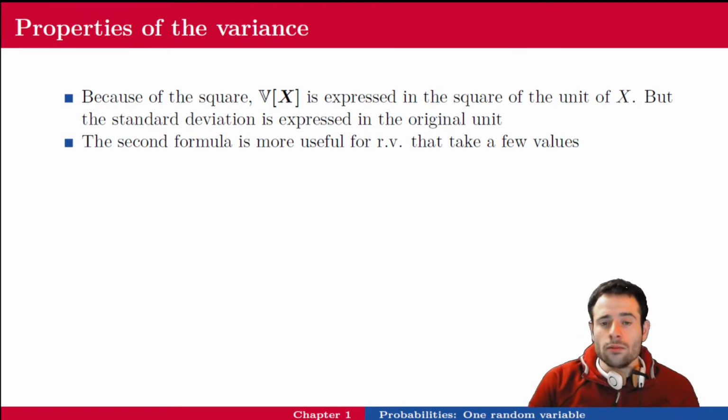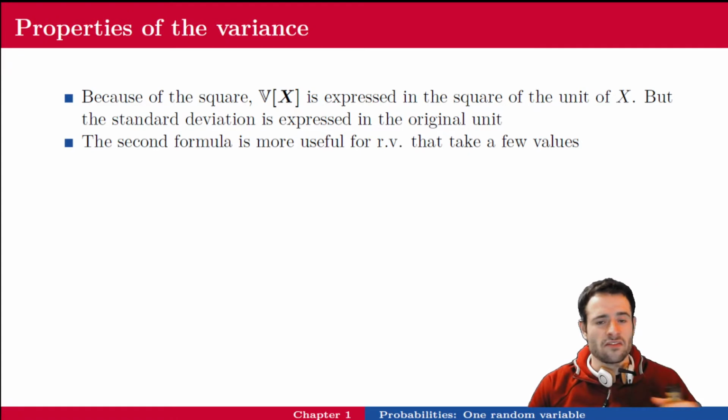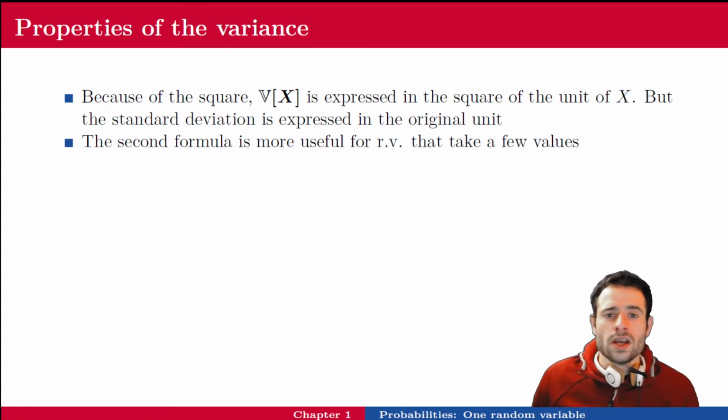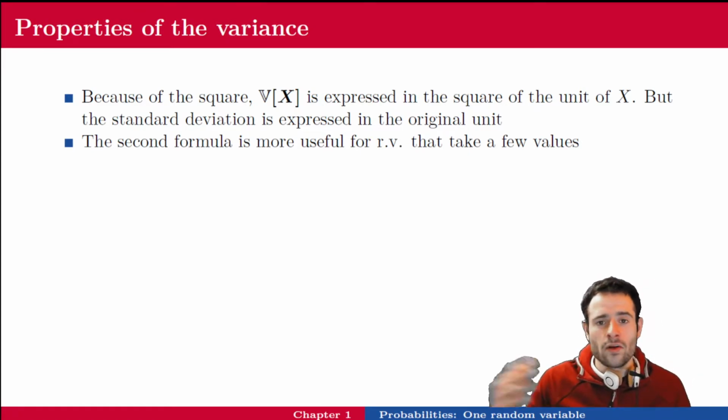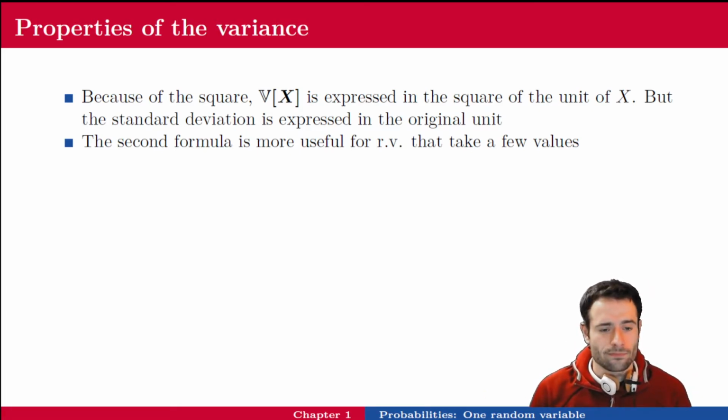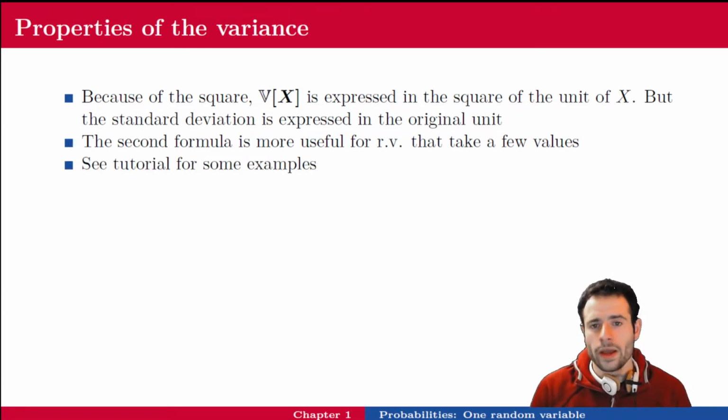The second formula, in general, is more useful for random variables that only take a few values, because you can compute the expectation of x very easily. You can compute the expectation of x squared very easily, and then you finish the formula. And I will show you that in the first tutorial.